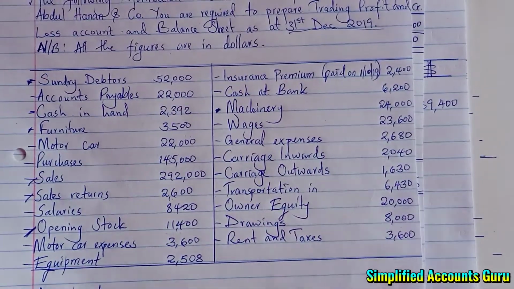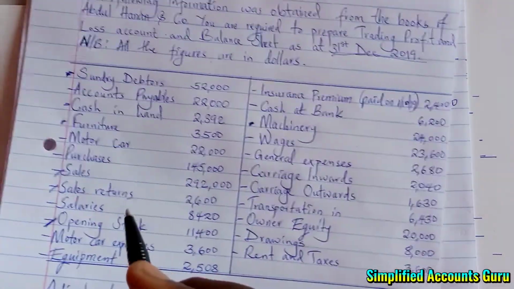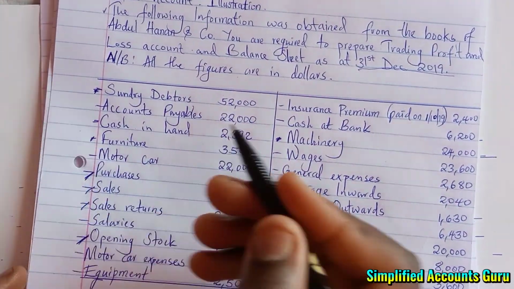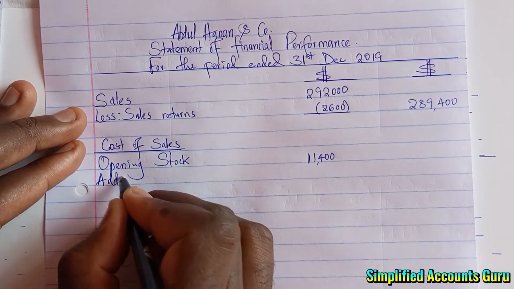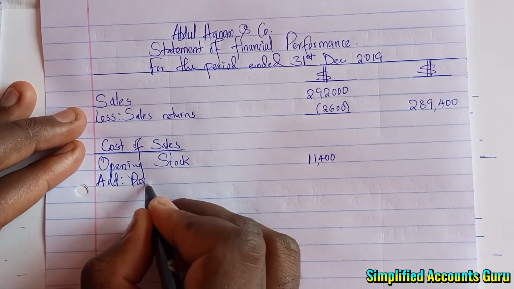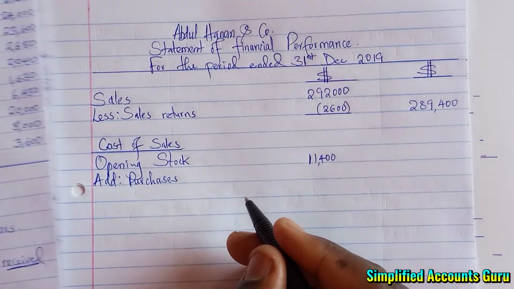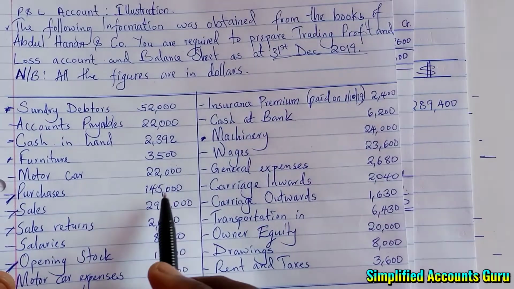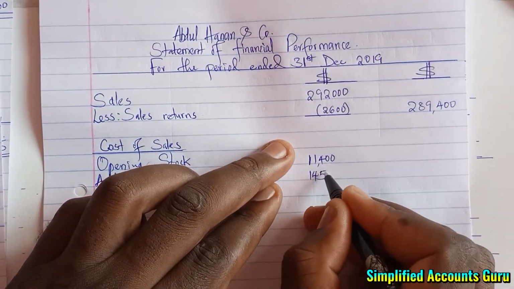11,400. Then the other thing is to add purchases. We can see there is purchases here. So add purchases. What is the value of purchases? We have $145,000.